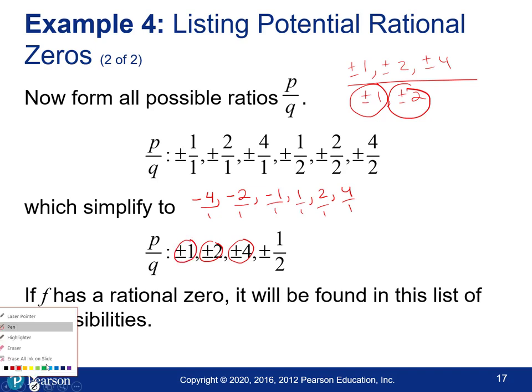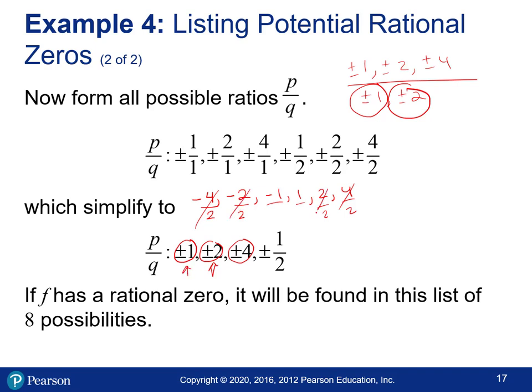Then if I take all my numbers and divide them by 2, I have negative and positive 2, which is already on my list, so I'll cross them out. Dividing here gives negative 1 and positive 1, which is already on my list, so cross that out. And divided by 2, this is negative and positive 1/2. That's the rest of my list. So this list has 8 numbers on it. Let's write it out the long way: negative 4, negative 2, negative 1, negative 1/2, positive 1/2, 1, 2, and 4.